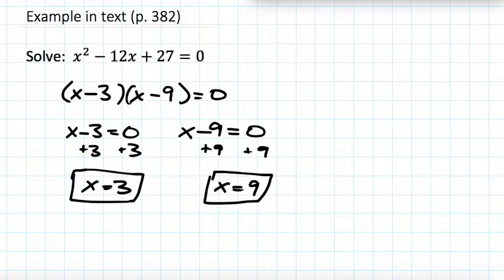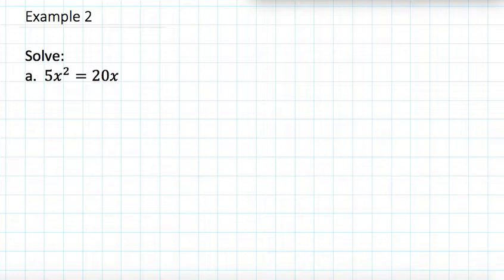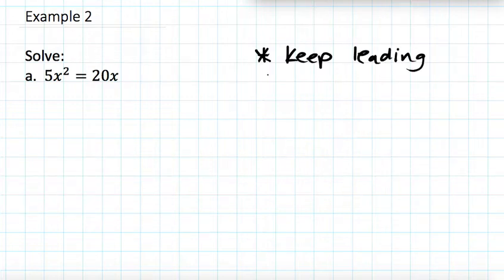So next we're going to look at example 2. There's actually 3 parts to this. I spread it out so that I would have enough room to write. So part A says to solve 5x squared equals 20x. So what I notice here is that I don't have 0 on one side, so that needs to be my first step. When you're putting 0 on one side, what you generally always want to do, if you can, is keep the leading coefficient positive.